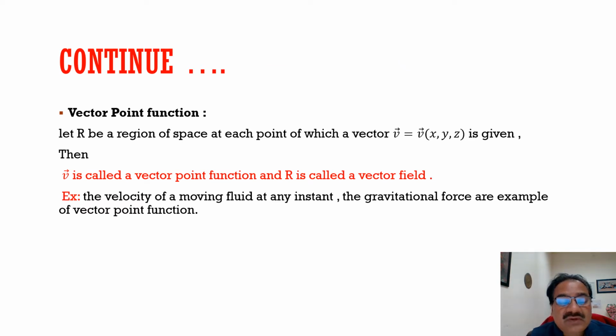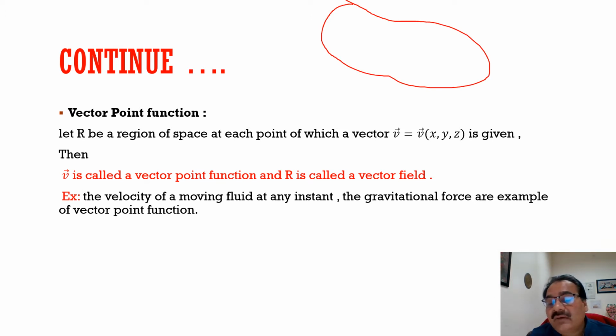While that, what is the meaning of vector point function? Let R be a region of space, at each point of which a vector v equal to a function of position, that is x, y, z, is given. Then v is called a vector point function and R is called a vector field. For example, the velocity of a moving fluid has a direction at any instant. The gravitational force is also an example of a vector point function.